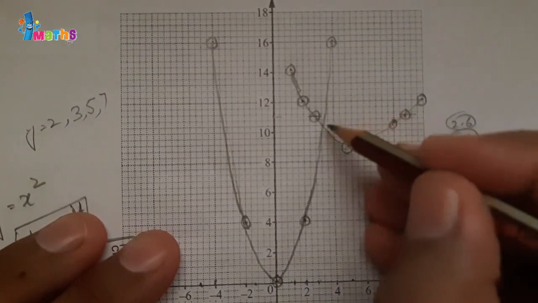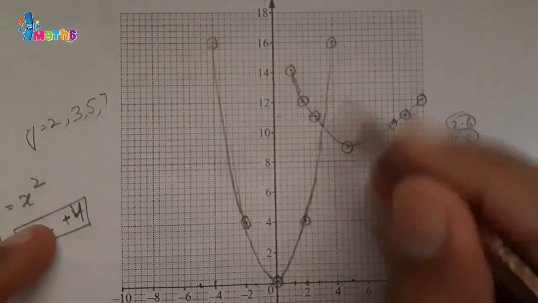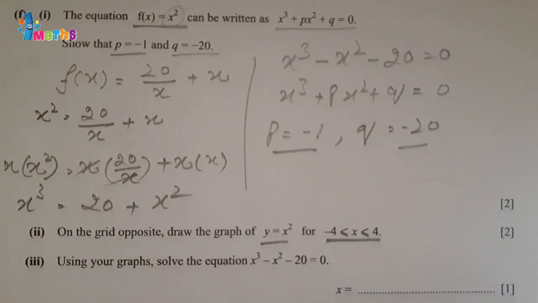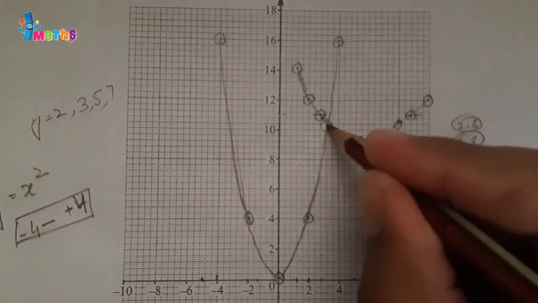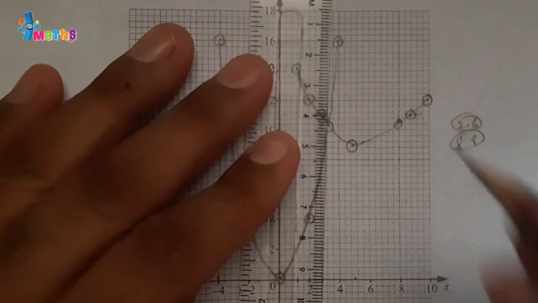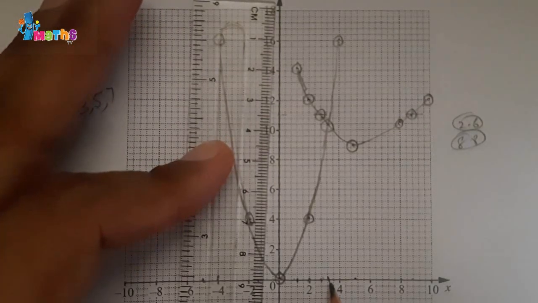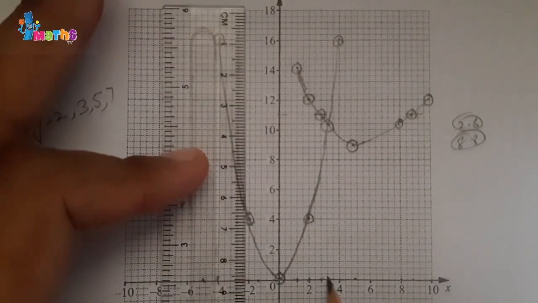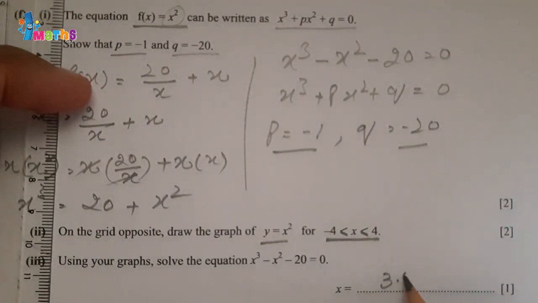Now this is the point of intersection between these two graphs. We have plotted this graph. If we go through the question again, it is saying on the grid opposite draw the graph y is equal to x square. So we have drawn this graph. Using your graph, solve the equation. Using the graph we have just plotted, the point of intersection is this one, and if we check the x value for this point, it is 3.6 or 3.5, something like that. So we can write the value of x as 3.5.